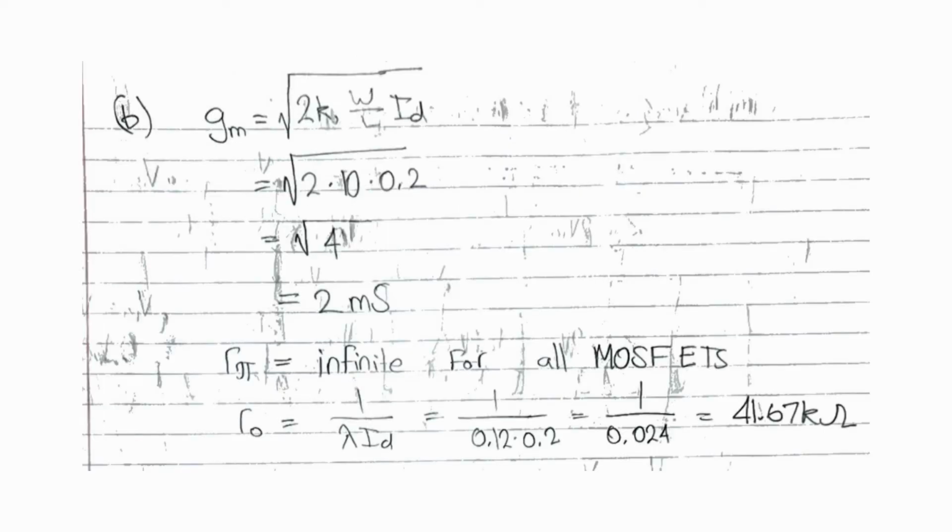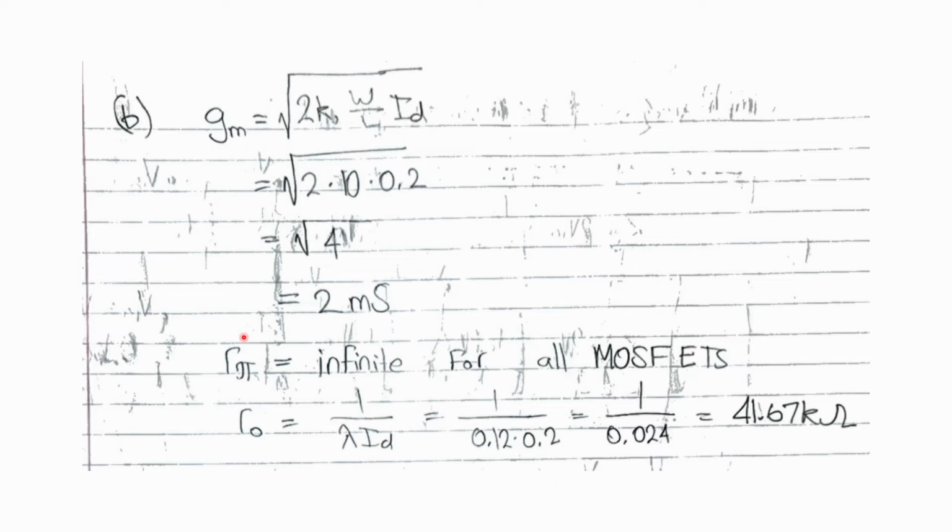Now let's move on to part B, which asks us to find GM, R pi, and R naught. Now, one thing we figured out earlier is that ID is the same for all transistors, and ID is 0.2 milliamps. And we can use that to find GM for all transistors using this equation that relates ID and GM and K prime W over L. And after evaluating it, we get GM equals 2 millisiemens.